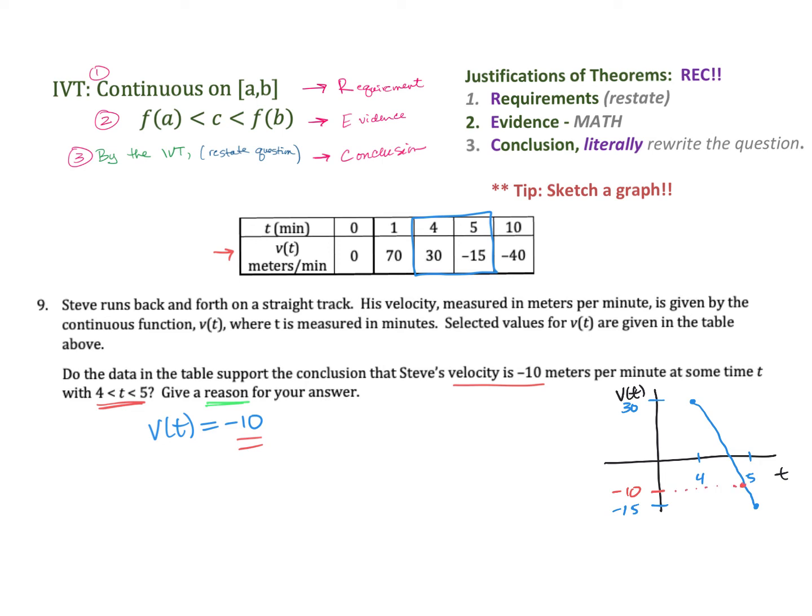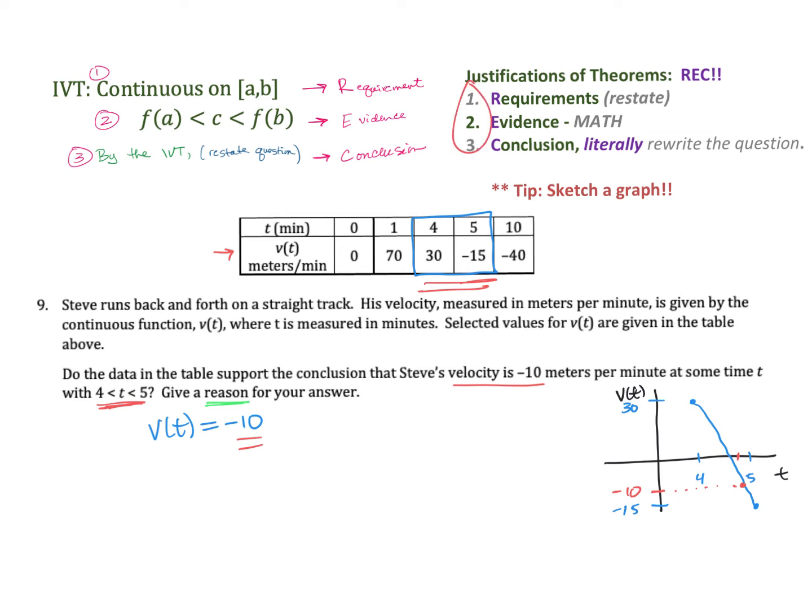So as you can see, there is going to be some c value here, which remember c is in the middle. It's going to be a t value, on the x-axis right here. There's going to be some t, we don't know what it is because we just have a table here. Some t where the velocity is negative 10. So that means Steve is going to be going negative 10 meters per minute at some point. So to justify or give a reason for your answer, it's time to REC.